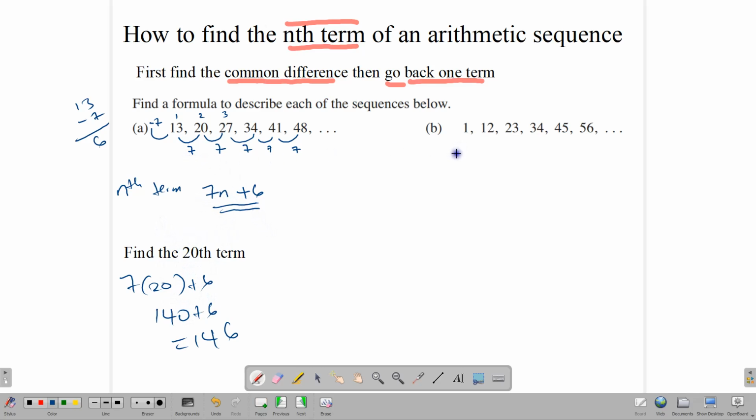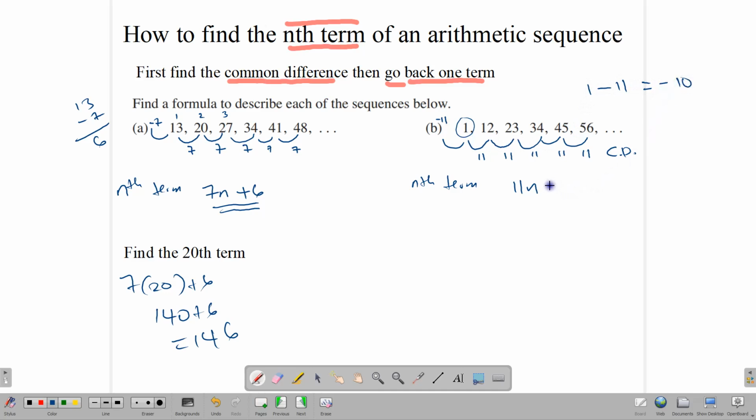Let's try it again. Now, first, we're looking at the common difference. So what is the common difference between 1 and 12? Well, 12 take away 1 is 11. What's the common difference between 12 and 23? Well, that's also 11. Here again, notice that's also 11. Here, it's 11 as well. And 56 minus 45 is 11. So our common difference here is 11, which tells us that for our nth term, the first part of it is 11n. Now, notice that we need to go back 1 term. So we are here at 1, we're going to go back 1 term. And we're going to say 1 minus 11. 1 minus 11 gives us negative 10.